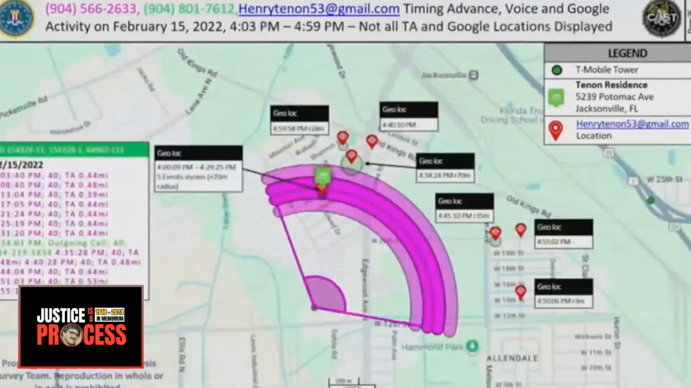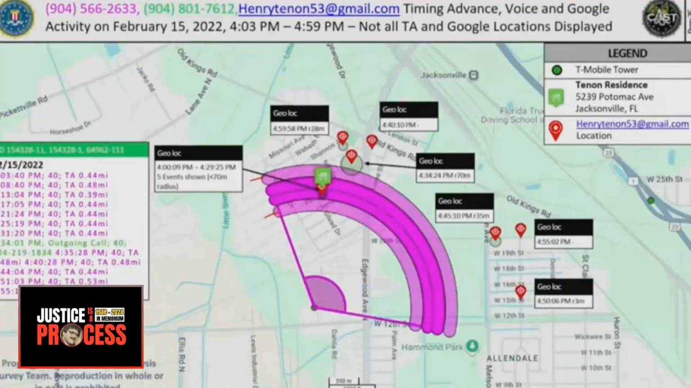Slide 35, we have the same date, February 15th, 2022, but a different time frame, 4:03 p.m. to 4:59 p.m. And can you explain to the jury what the data on this slide indicates to you? So it shows that target cell phone 2633 between 4:03 and 4:55 p.m. was located between 0.39 and 0.53 miles from the base of the tower in the area indicated by these 4 timing advance bands.